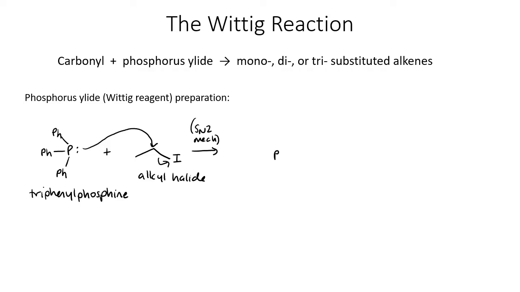Now, after the phosphorus has attacked, we have a bond between the phosphorus and the carbon that originally contained our leaving group, and that carbon was also attached to another methyl group. Now the phosphorus, because it gave up some of its electrons, now has a positive charge. So at this point, we're going to treat this molecule with a super strong base called butyl lithium.